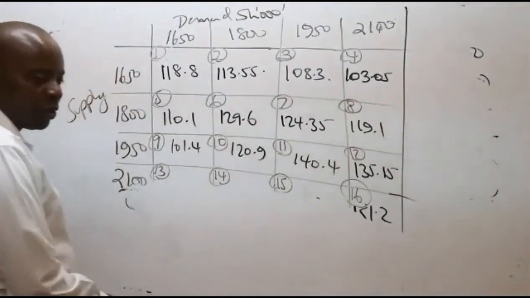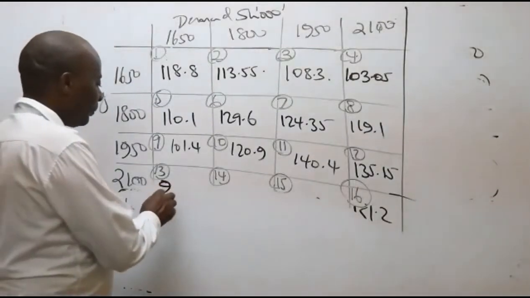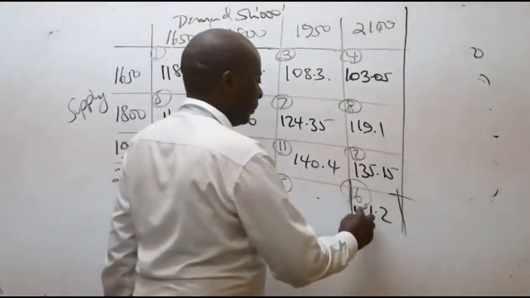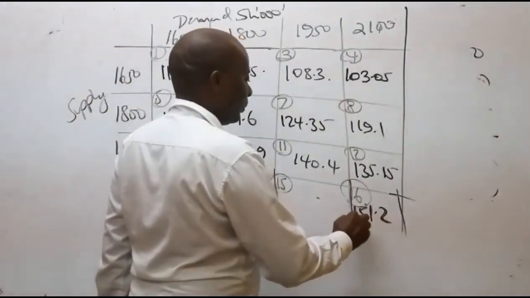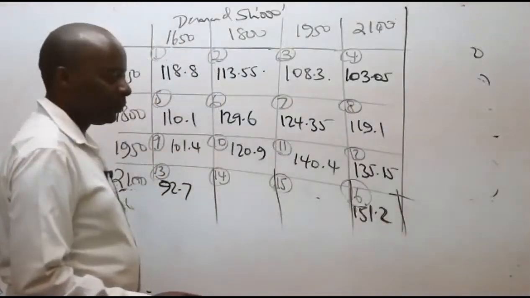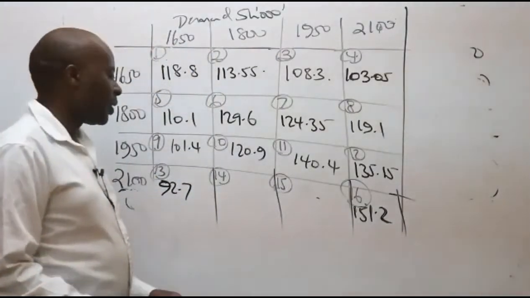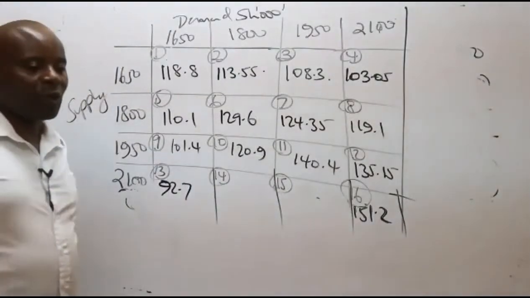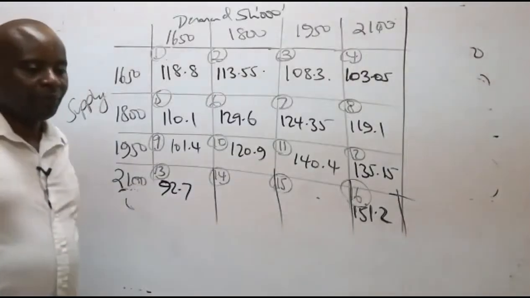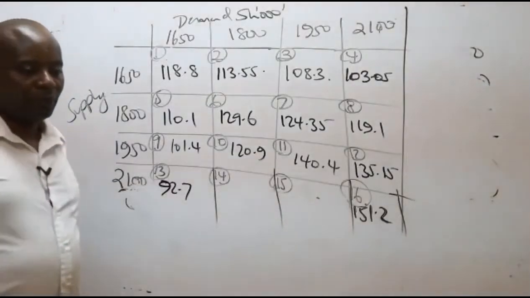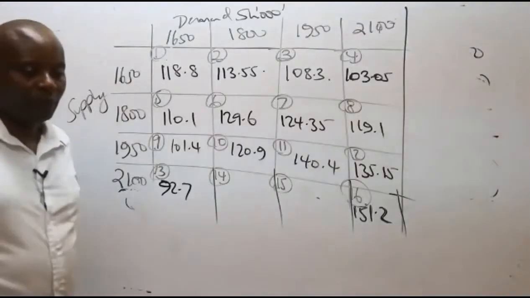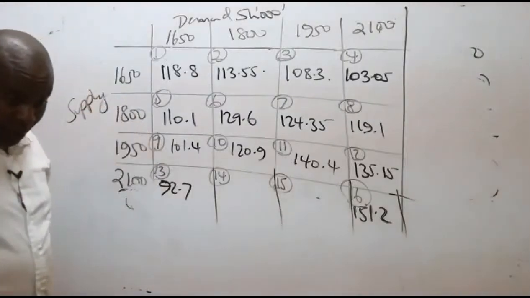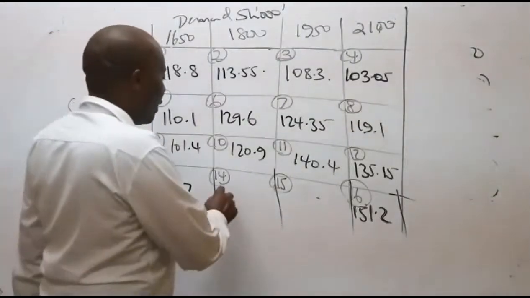13 is 92.7. Thanks. So number 14, please keep on trying. Lokai gives me 112.2.